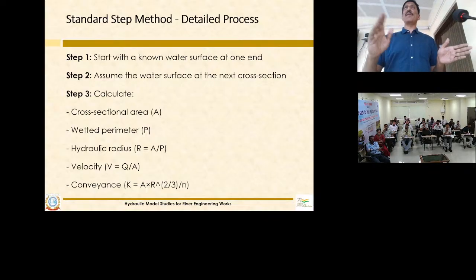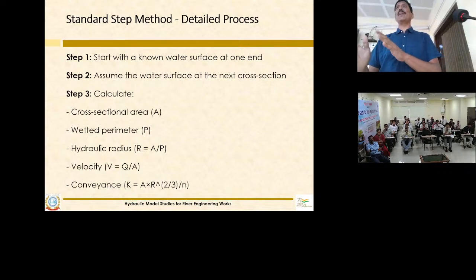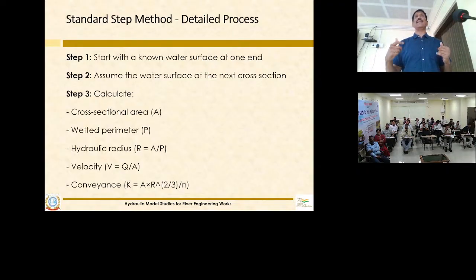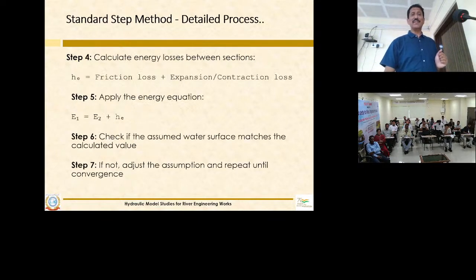For the next section, it will try to compute the water surface depth. So how will it calculate? It doesn't know how to calculate, so it will assume a certain depth. Based on that, it will calculate the cross-sectional parameters: cross-sectional area, hydraulic depth, velocity, conveyance. All these properties it will calculate based on the assumption. Suppose 100 meter is the downstream depth you have given. For the next cross section it will assume 101. It will do all this calculation, cross-section area, wetted perimeter, everything, and it will come up with energy.